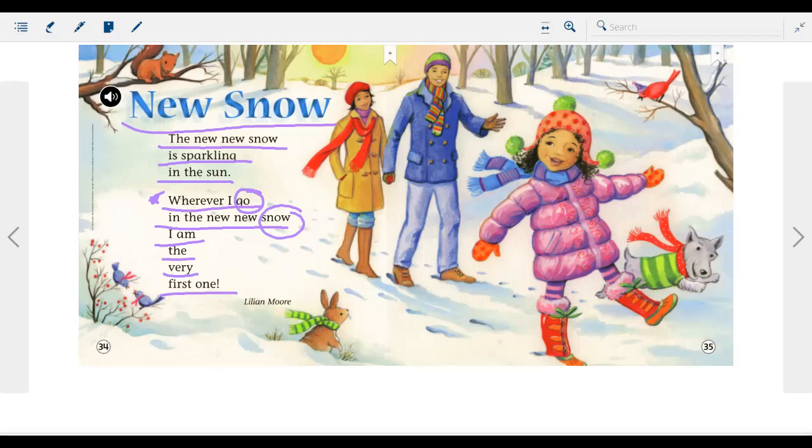Go and snow. So what is the opposite of new? It says, wherever I go in the new snow. What's the opposite of new? Old, right? Old is the opposite of new.